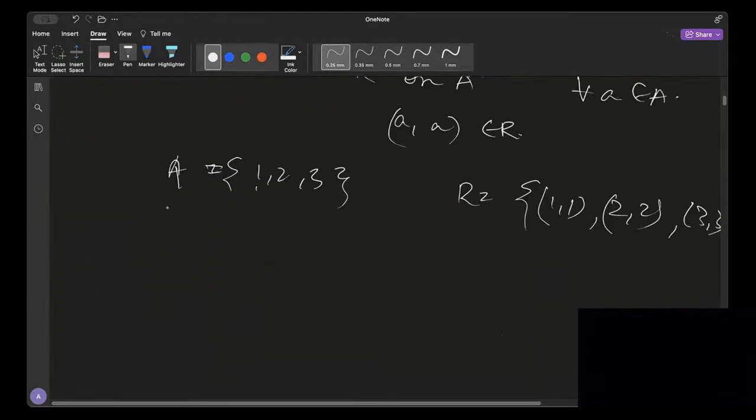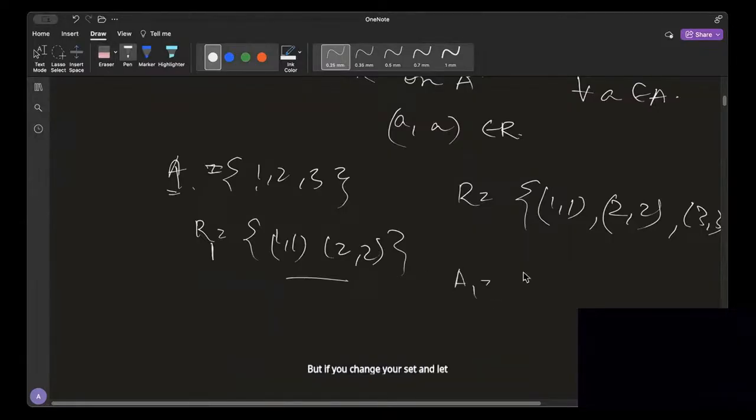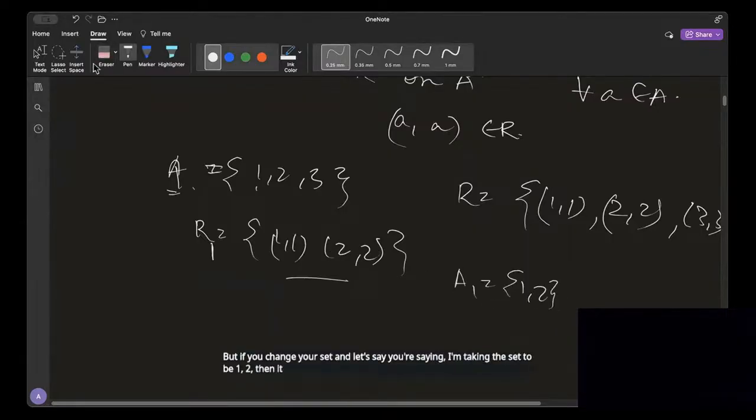Excuse me, ma'am. Yes. Can only (1, 1) and (2, 2) of the set be reflexive? No, if you've been given this set and you're saying this relation R is equal to (1, 1) and (2, 2), this is not a reflexive relation on this set. But if you change your set and say I'm taking the set to be 1, 2, then it's reflexive here. Is that okay?